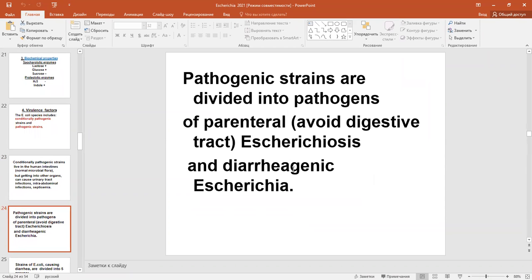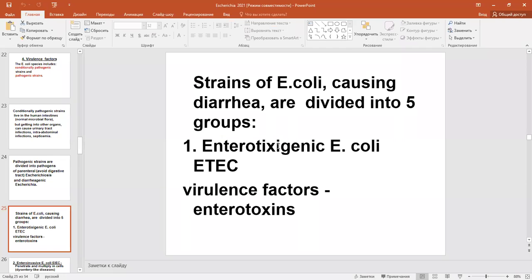Pathogenic strains are divided into pathogens of parenteral escherichiosis, where parenteral means avoiding the digestive tract, and enteral escherichiosis. Escherichia that are able to cause enteral escherichiosis are named diarrheogenic Escherichia. They cause very severe diarrhea, like travelers' diarrhea and children's diarrhea. Small children are very sensitive, and in some cases a lethal outcome develops due to diarrhea caused by pathogenic strains of Escherichia. Now we are talking about factors of pathogenicity of diarrheogenic Escherichia. We will study them.